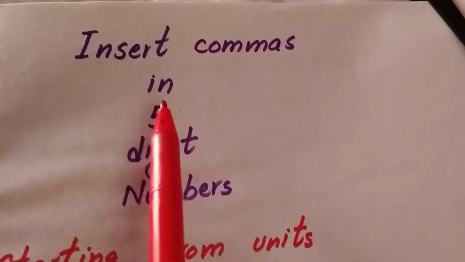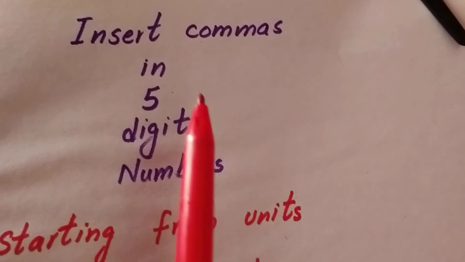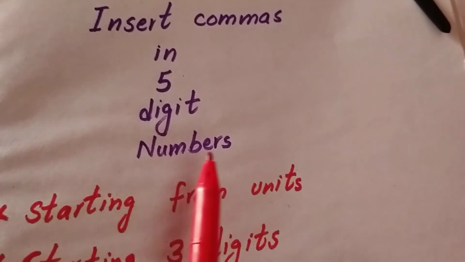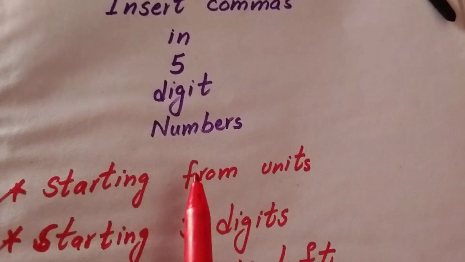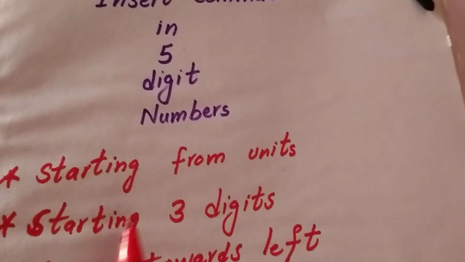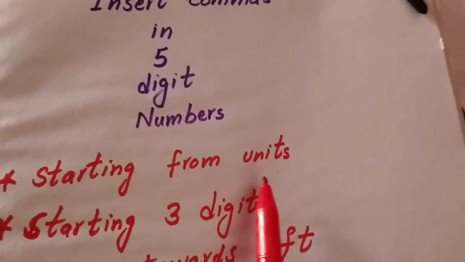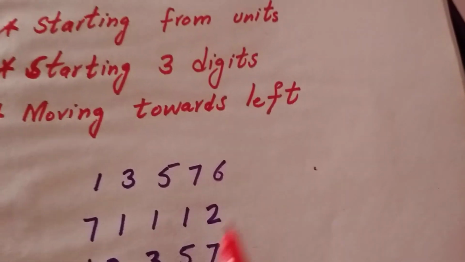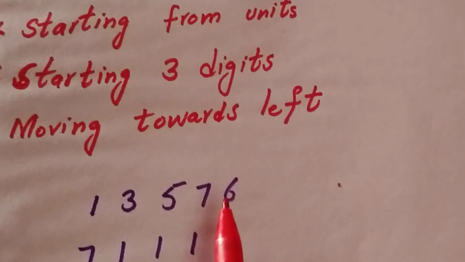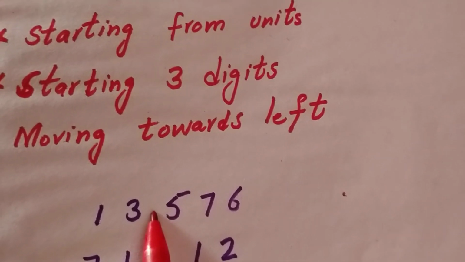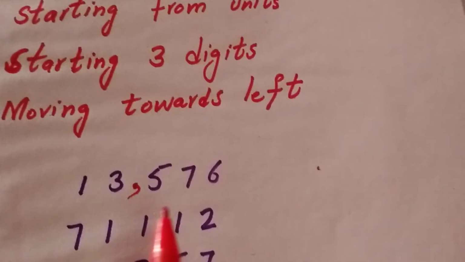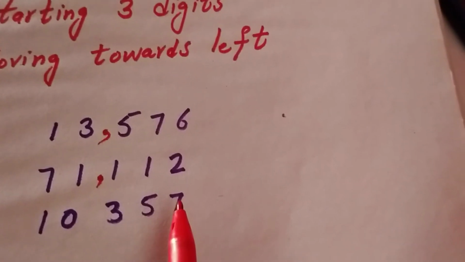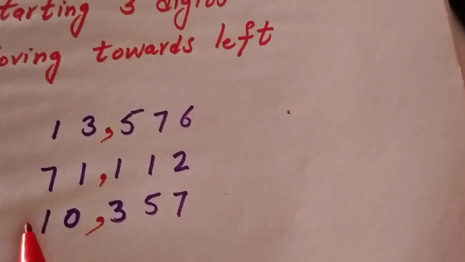Insert comma in 5 digits number. The rule to insert a comma in 4 digits, 5 digits and 6 digits numbers: starting from units, count 3 digits moving towards left. Starting from units, 1, 2, 3 digits, moving towards left.